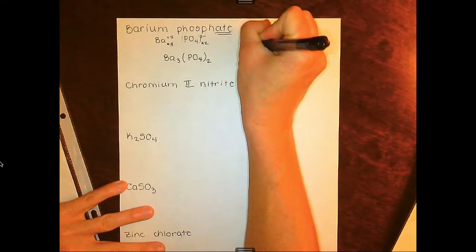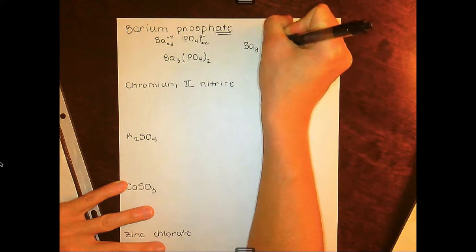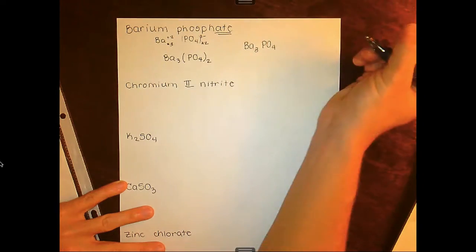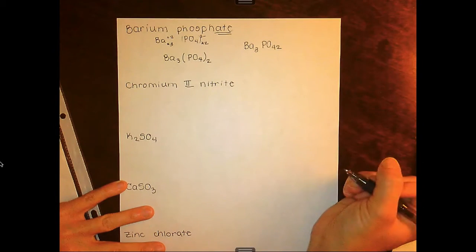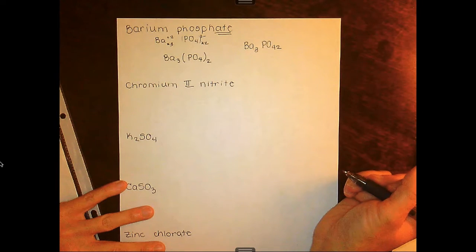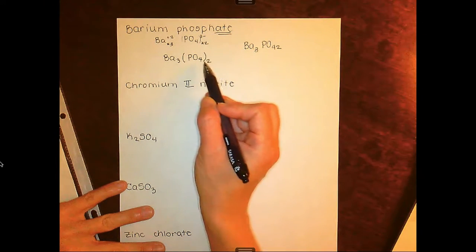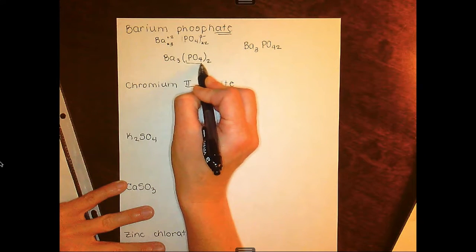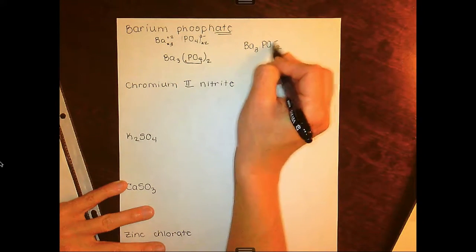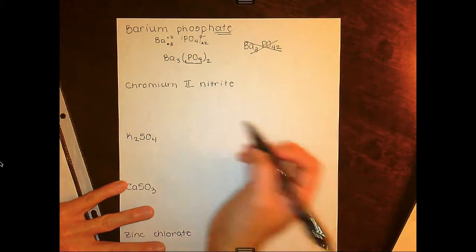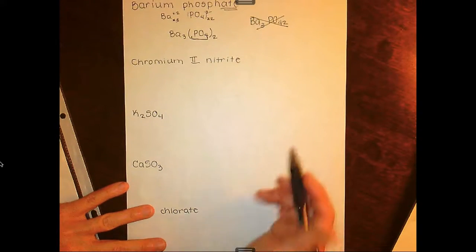If you were to write it like this, look at what this looks like. So there's that phosphate, and you say, I want 2 of them. That's not right. That's 42 oxygens. That is not right. So we have to add that parentheses to say that we want 2 of these phosphates, 2 PO4s. Let's take a look at the next one, chromium 2 nitrite.